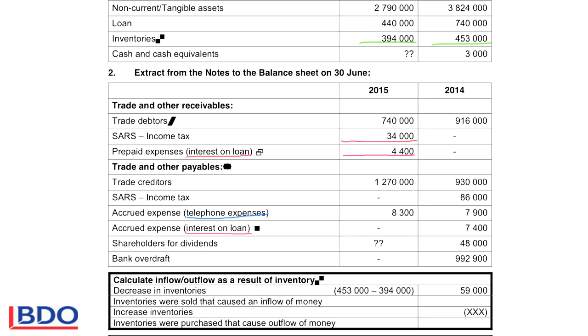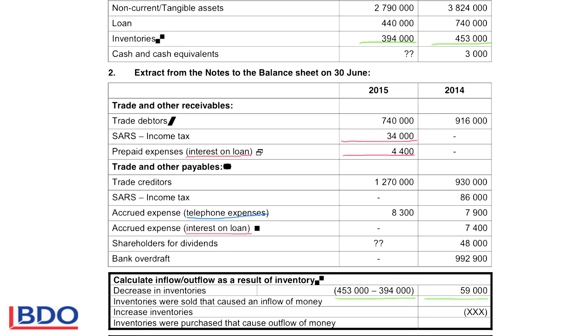Now, why did inventory decrease? Because we sold some inventory. If we sold inventory, it means that there was an inflow of money. So where I determine whether there's an inflow or outflow, I will subtract the current year from the previous year to determine what is the difference or the movement between the previous year and the current year. And that will give me 59,000.